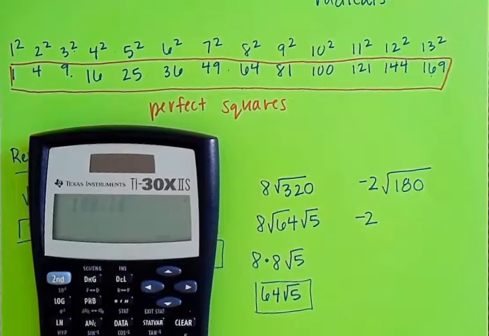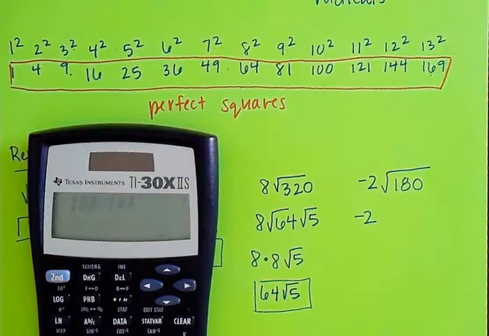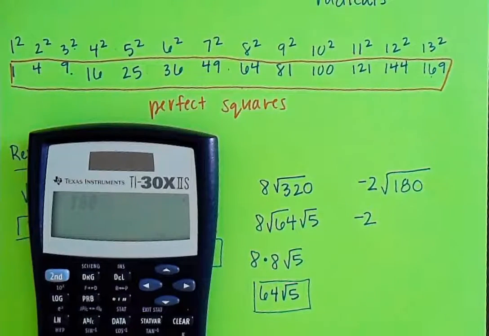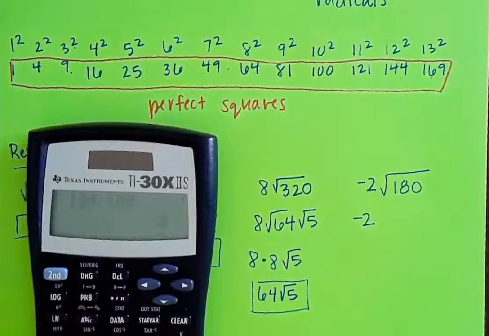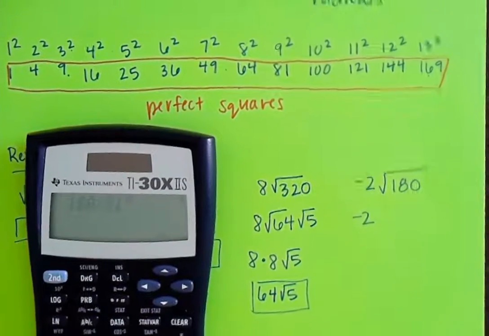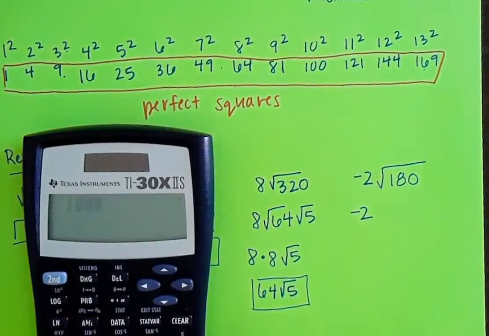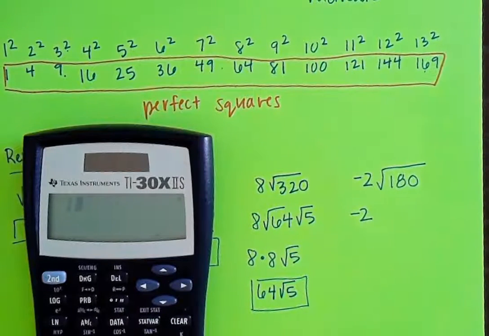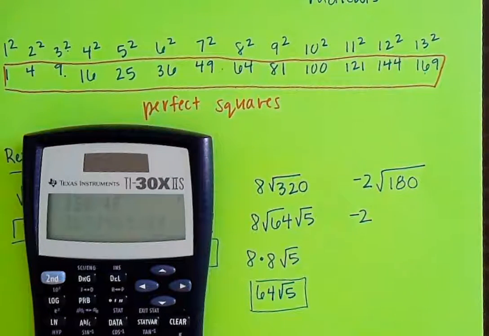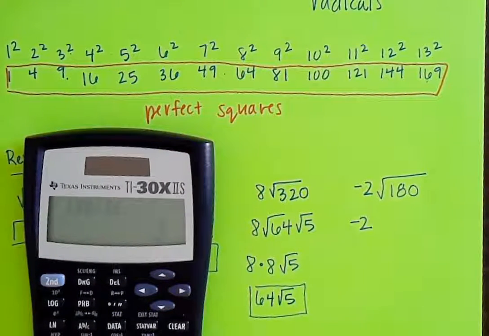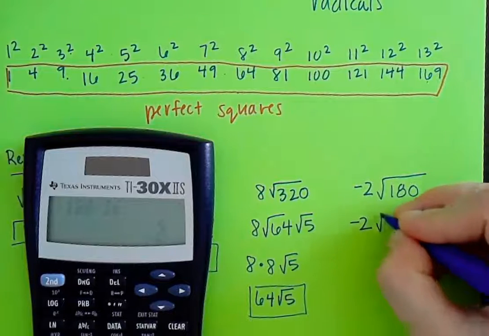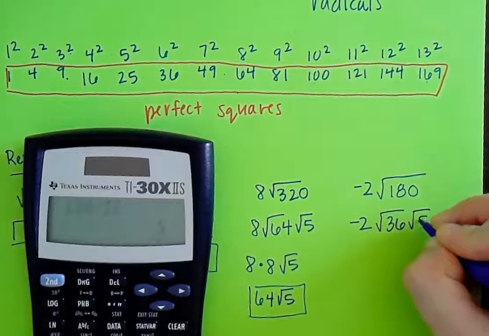So 180 divided by 169. Nope. 180 divided by 144. Nope. 180 divided by 121. Nope. 180 divided by 100. Still a no. 81. Nope. Try 64. Negative. 49. Maybe there isn't one. Who knows? Guys, it's just guess and check. Oh, look at that. We got a 5. 36 and 5. So the square root of 36 times the square root of 5.